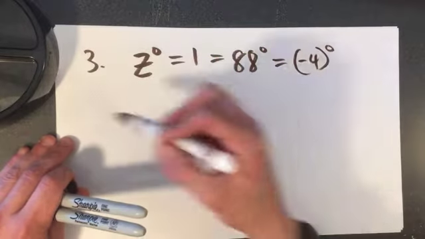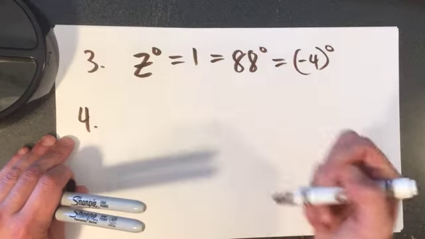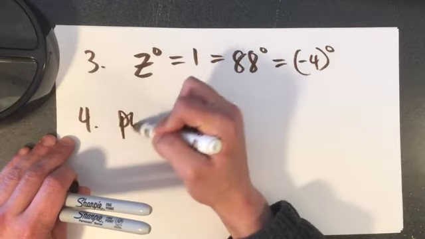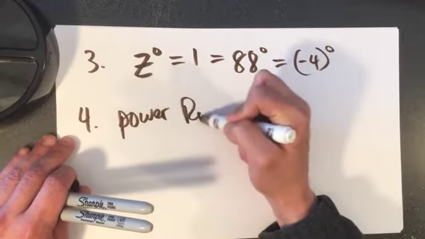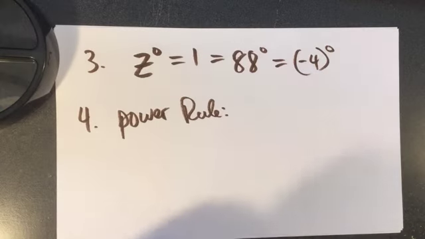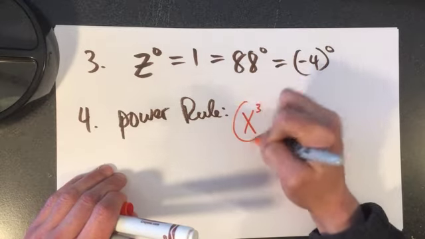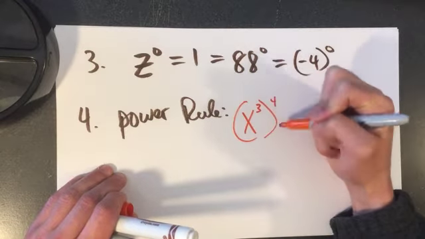So that's the easy one. Let's move on here. Number 4, we have the power rule. This is a big one we use all the time. So let's start with the most basic example. I have x to the 3rd to the 4th power.